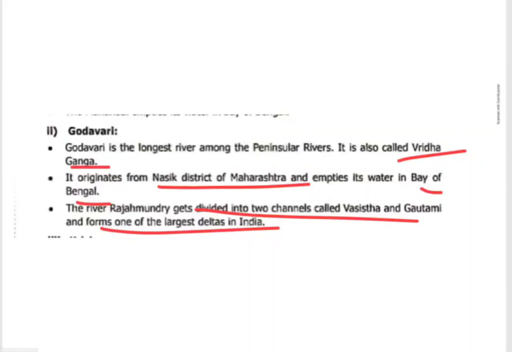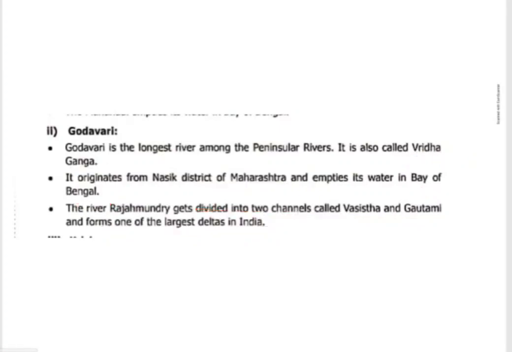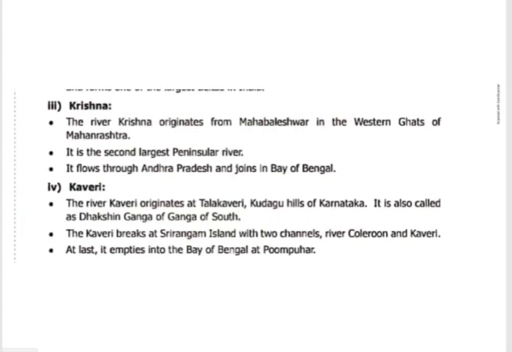So Godavari is the longest river. It is otherwise called Vriddha Ganga. It originates in the Nasik district of Maharashtra. Finally, it mixes with the Bay of Bengal. The next river, Krishna river. Where does it originate? From Mahabaleshwar.